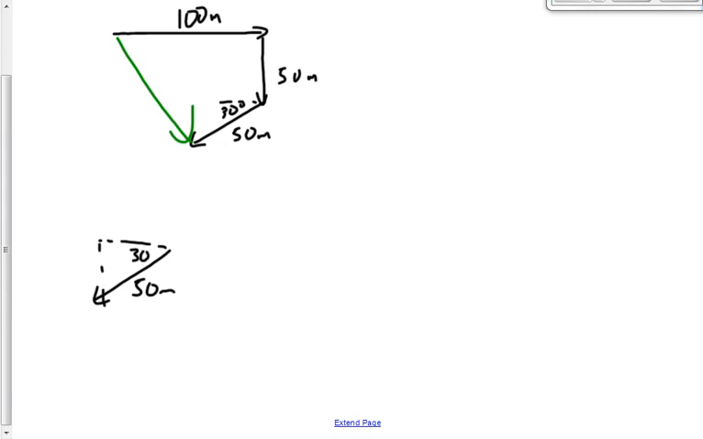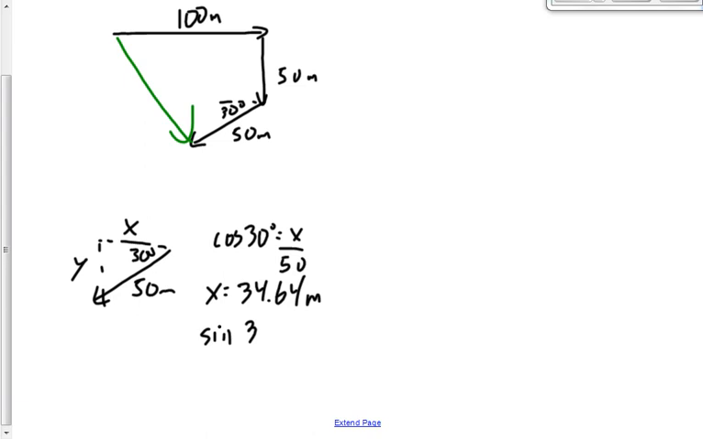we got 30 degrees. This is x. This is y. Let's say cosine 30 degrees is equal to adjacent over hypotenuse. X ends up being equal to 34.64. The y component, we're going to say sine 30 degrees is equal to opposite over hypotenuse. Y ends up being equal to 25, but it's going to be negative because it's downward. That's our aside.